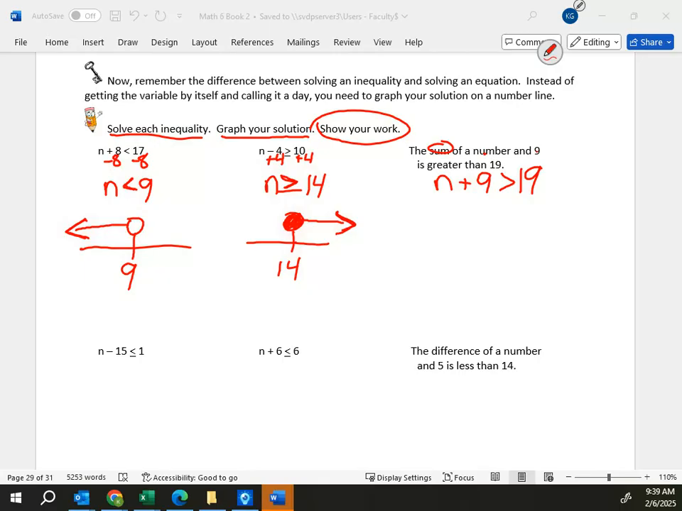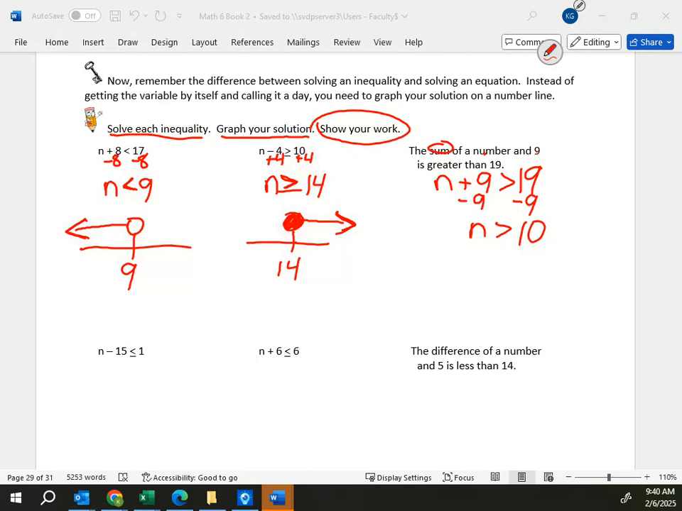Now I need to solve it. So n is greater than what? What math do I have to do? Kylie, subtraction. What am I subtracting, Kylie? 9. Yeah, we have an add 9, so we need to subtract 9 from both sides. 9 minus 9 is 0, so I get n by itself. What is 19 minus 9? Hudson? 10. So now I have my inequality statement. N is greater than 10.